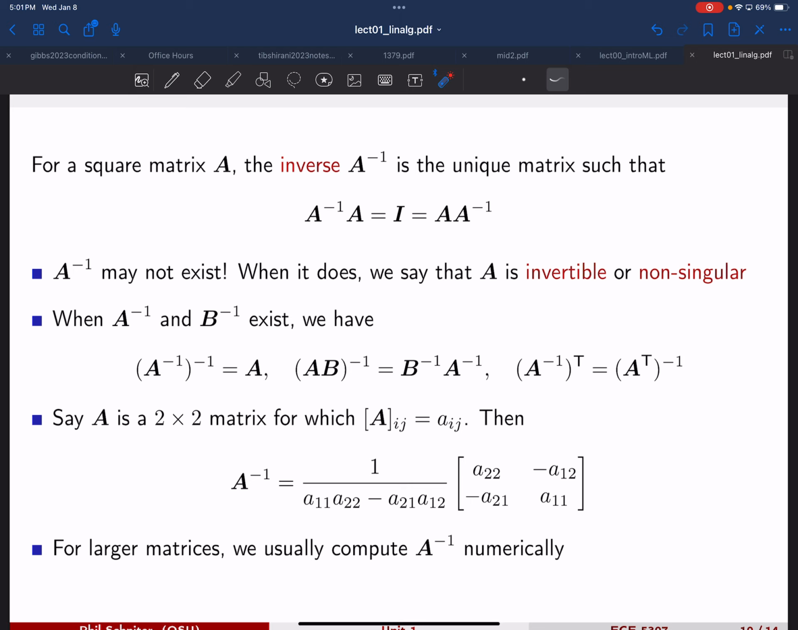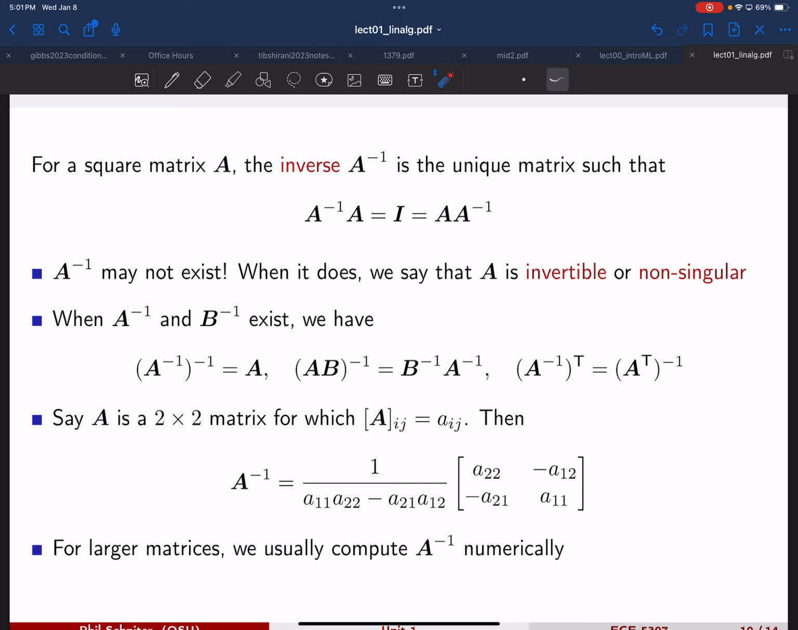But a key point to remember is that this inverse does not exist for all A. It's analogous to real numbers. If I have the number 0 and I ask what's the inverse of 0, it's not a real number. It doesn't exist. You could say it's infinity, but that's not a real number. So similarly, this is sort of a generalization of that idea. You might have a matrix A and you're trying to invert it, but there might not be any inverse.